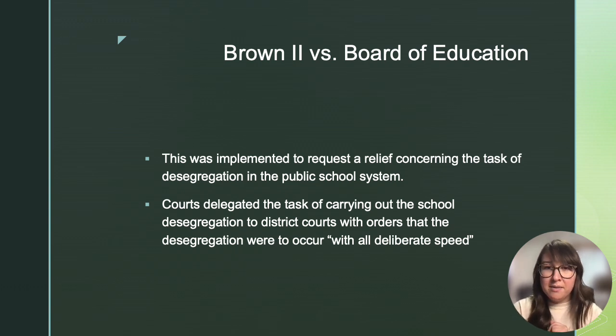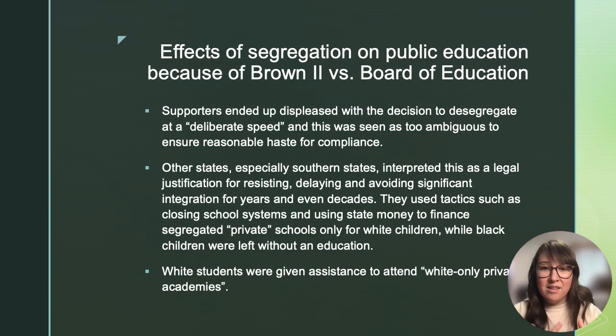But this caused problems. So the effects of this segregation on the public education because of the second trial. The supporters ended up very displeased with this decision to desegregate at a deliberate speed, that they called it too ambiguous to ensure reasonable haste for compliance. And then other states, and especially the southern states, interpreted this as a legal justification for resisting, delaying, and avoiding significant integration for years and even decades before things actually took place.